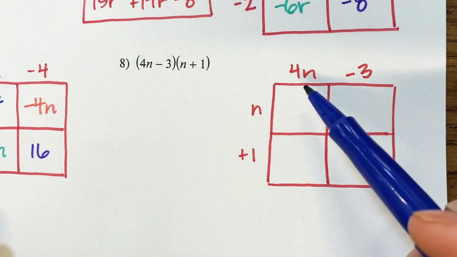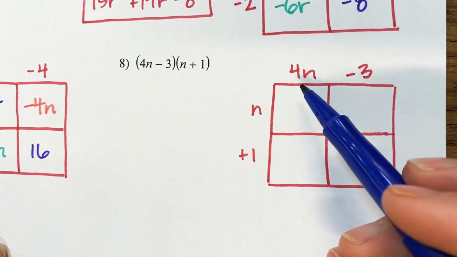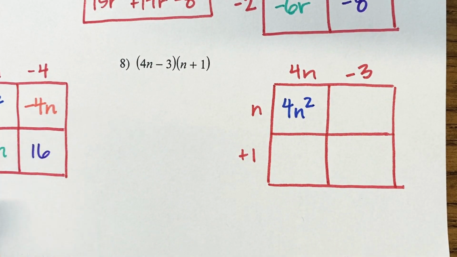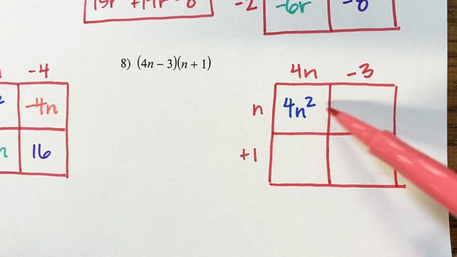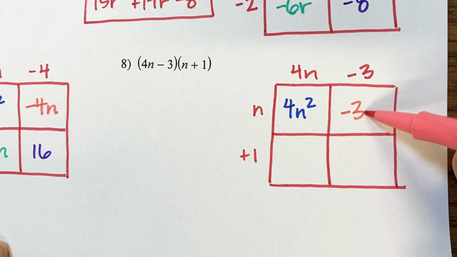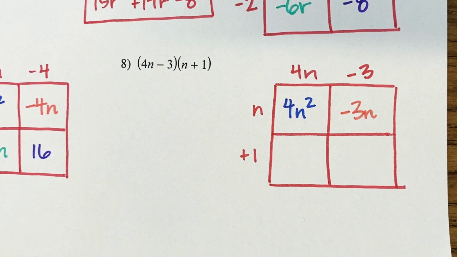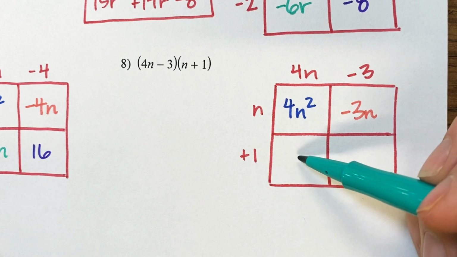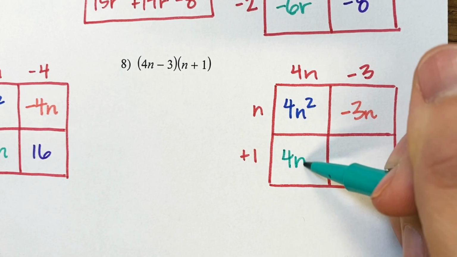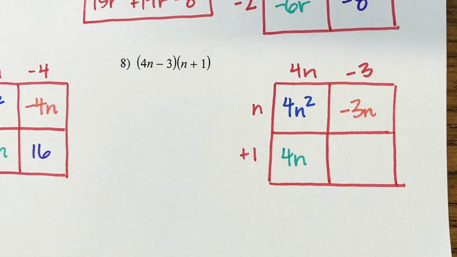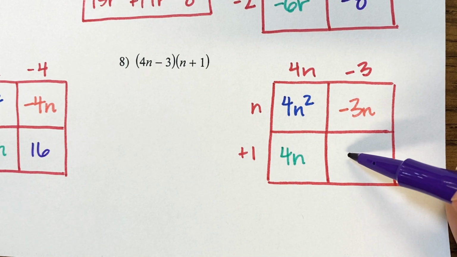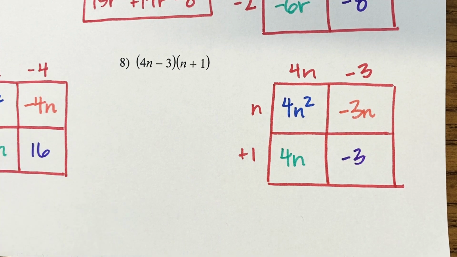Okay, in our first box, we have 4n times n. Okay, well, that's just going to give me 4n squared. Okay, next box, negative 3 times n. It's just going to give me negative 3n. Okay, 4n times 1 is just 4n. And negative 3 times 1 is negative 3.